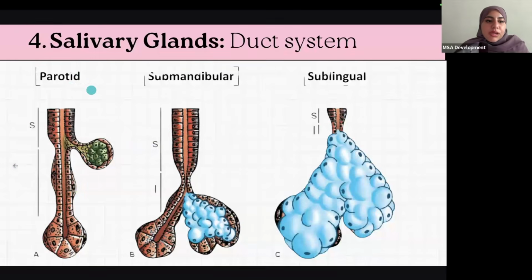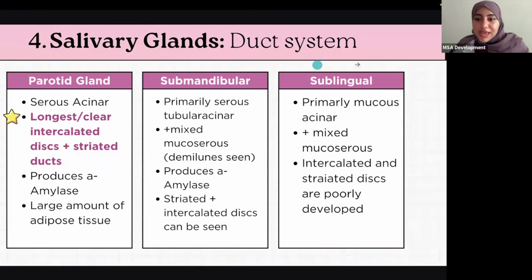In the parotid, it's usually primarily serous acini, and in the submandibular, it's also serous acini. However, it can also have mucus acini, but in the sublingual, it's completely mucus acini. And another point to point out is that it has poorly developed intercalated and striated ducts.